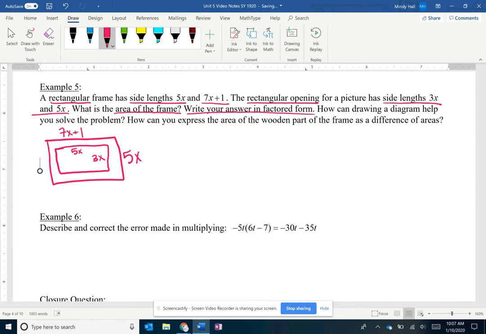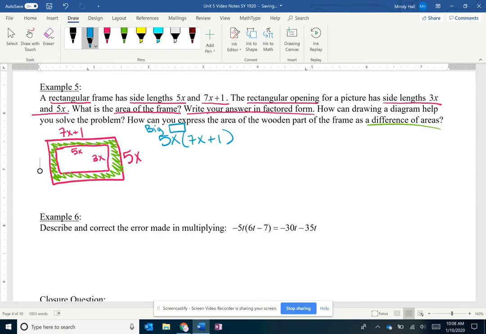So then, if we're looking for the area of this green, let's pretend it's a green frame just for fun. If we are just trying to find the area of the frame, we are going to find the area of the big rectangle and then find the area of the little rectangle by doing the difference of the areas.